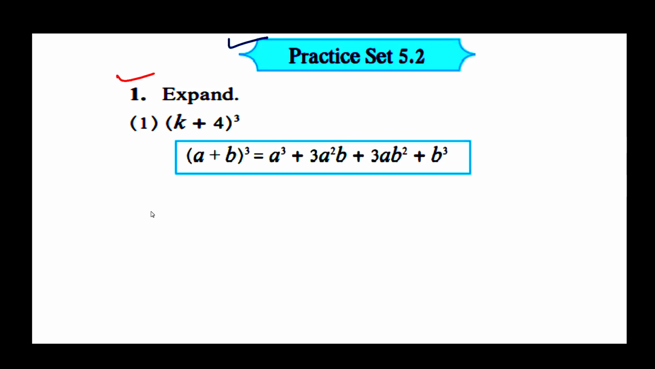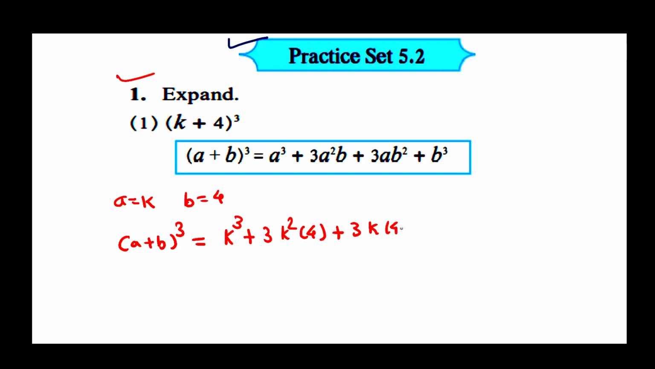Practice set 5.2. Expand (k plus 4) bracket cube. We know that (a plus b) bracket cube is equal to a cube plus thrice a square b plus thrice ab square plus b cube. Let us put a is equal to k and b is equal to 4. (a plus b) bracket cube is equal to a cube means k cube, plus 3 into a square means k square, b means 4 multiplied by 4, plus 3 into k into b means 4 bracket square, plus 4 cube.